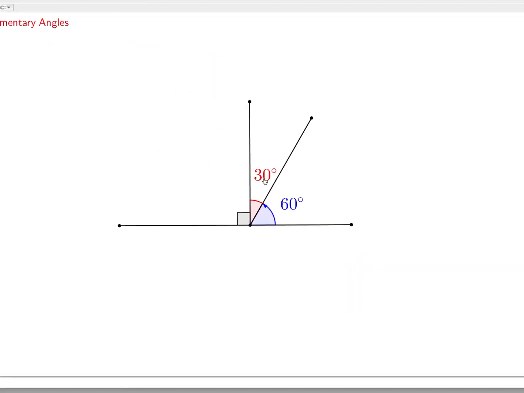If two angles add together to make 90 degrees, we say they are complementary. 30 degrees is the complement of 60 degrees. Equally, 60 degrees is the complement of 30 degrees. They come as a pair. So as long as the angles add up to make 90 degrees, 40 and 50 here make 90, they are complements.